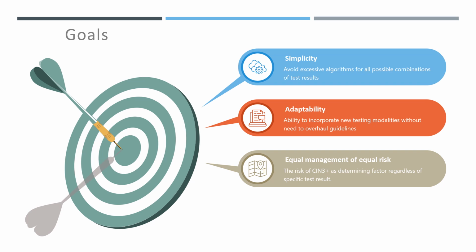The way to do this comes in the form of equal management of equal risk. This guideline uses the immediate risk as well as the 5-year risk of CIN3 to determine management. If the risk assessment meets the clinical threshold for a specific management, then that is the management. When newer tests become available, we will be able to use the risk of CIN3 from those tests to determine the management without having to change the guidelines. The risk of CIN3 is the important component, not what the specific test results were that got you to that percentage of risk.